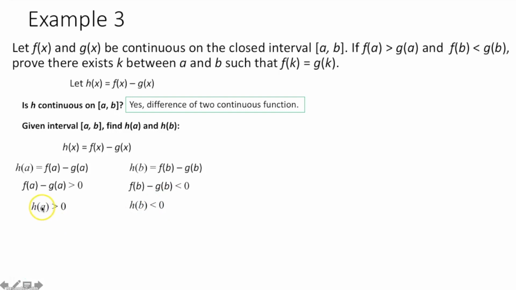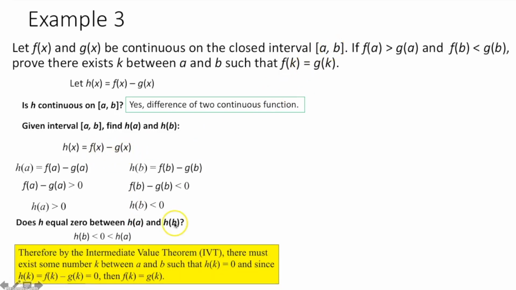So since we have over here h of a is greater than 0 and h of b is less than 0, we then ask, does h equal 0 between h of a and h of b? Yes, it must, right? Because if h of a, the beginning of our interval, is greater than 0, some positive number, and h of b is less than 0, some negative number, that means at some point it must cross the x-axis. So we say that, yes, h must equal 0 at some point between h of a and h of b, meaning that f of x and g of x must be equal at some point on this interval.